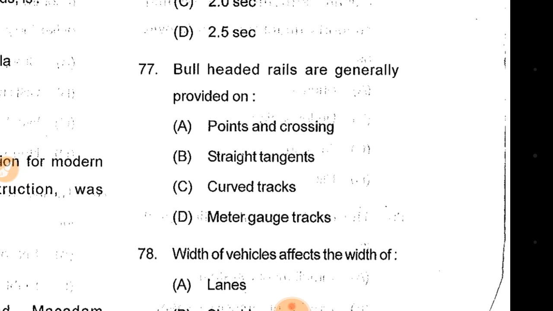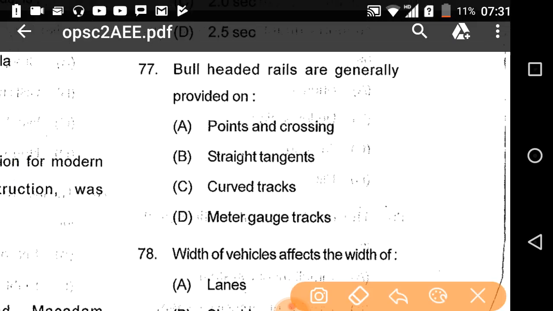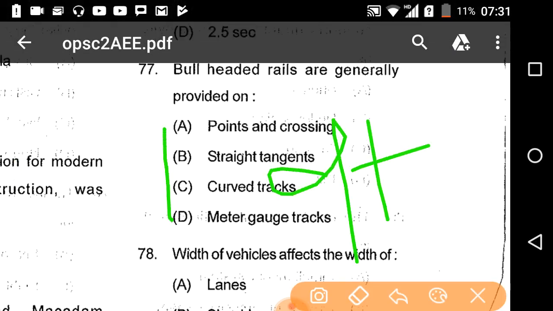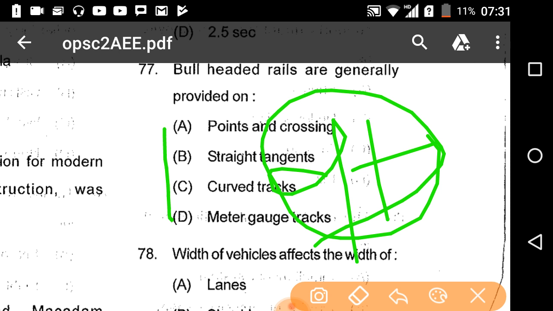Straight tangents, curved tracks, meter gauge tracks. These bull-headed rails, point and crossing, straight tangents. Okay, this is also my doubt. If you know, please comment your answer.